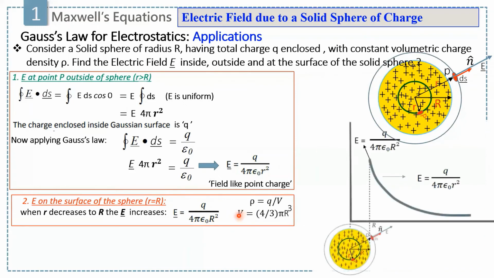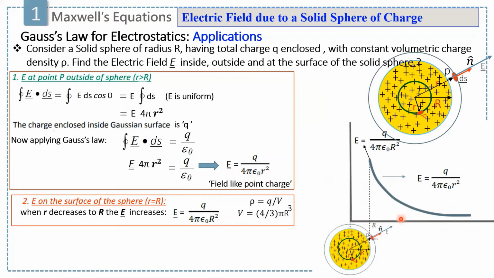Now, how both results look if we plot them in the form of a graph, where the electric field versus the distance from the center of the sphere. You can see here when you are exactly at the surface of the sphere, you have a maximum electric field, and when you move away from the surface of the sphere, electric field decreases. This is the result for the case of outside of the sphere.